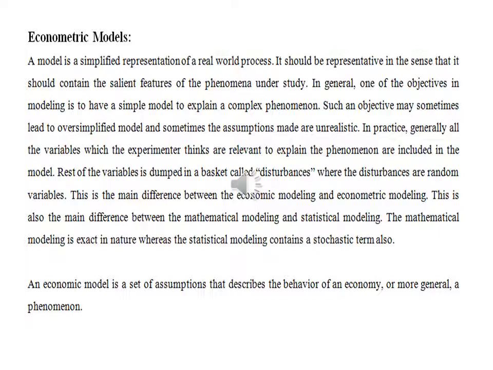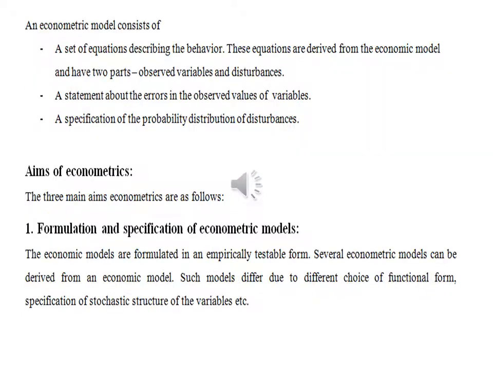An economic model is the set of assumptions that describes the behavior of an economy or, more generally, a phenomenon. An econometric model consists of a set of equations describing the behavior. These equations are derived from the economic model and have two parts: observed variables and disturbances. It also includes a statement about the errors in the observed values of variables, and a specification of the probability distribution of disturbances.